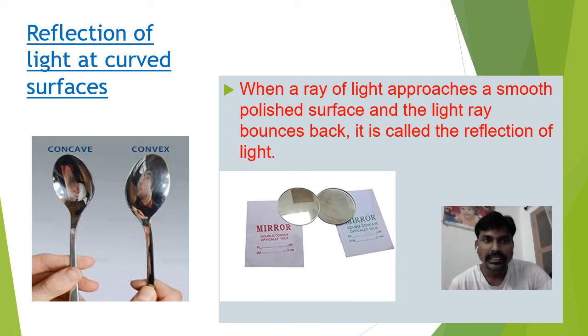Today we are going to see the topic that is reflection of light at curved surfaces for 10th class English medium. Before going to start the chapter, first we have to know what are the curved surfaces. The curved surfaces are two types. One is concave and convex surfaces. Here you can see the concave surface and convex surface of the spoon. The bending inward surface is called as concave surface, and bending outward surface is called as convex surface.